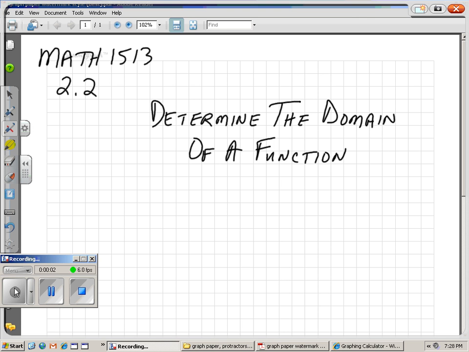Hi guys, Northern Oklahoma College, Math 1513. It's College Algebra, Chapter 2, and I'm on Section 2. We're going to determine the domain of a function.